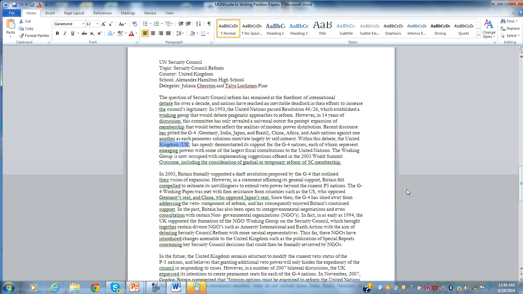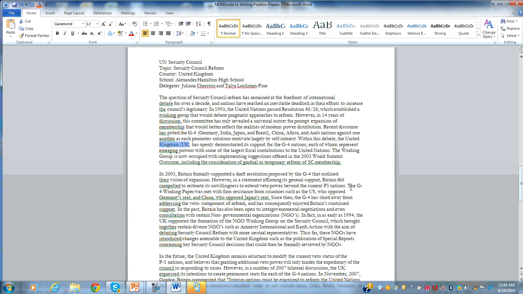All right, now I'm just picking up where I left off right here. The G4 working paper was met with firm resistance from countries such as the US. This is a good strategy, to list countries who have opposed the resolution that your country supported. Okay, so I'm just going to reread that. The G4 working paper was met with firm resistance from countries such as the US, who opposed Germany's seat, and China, who opposed Japan's seat.